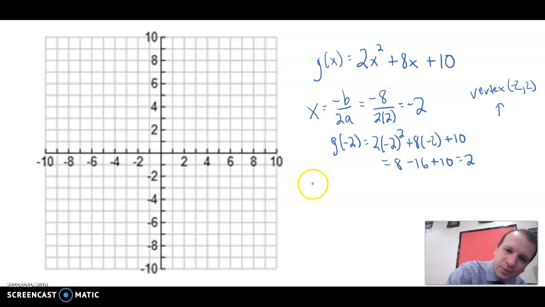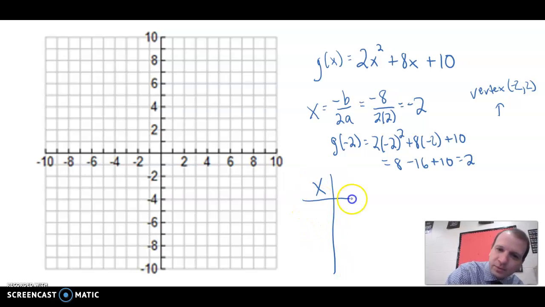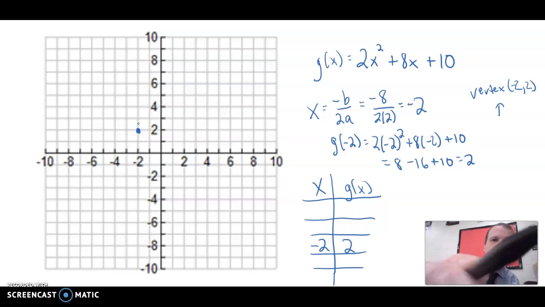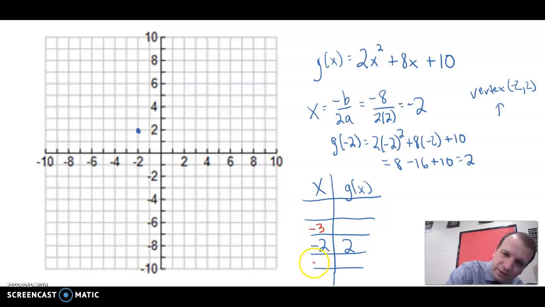So I'm going to set up my table. Again, I've got 5 values that I'm looking for, so x and g of x. 1, 2, 3. I need 4 lines to create 5 values. I'll start in my middle, which was (-2, 2). Just like we did in the last problem, I'm going to pick a number that's smaller than -2, so -3, and one that's bigger than -2, so let's go -1. I think -1 will be the easier one that I want to plug in.